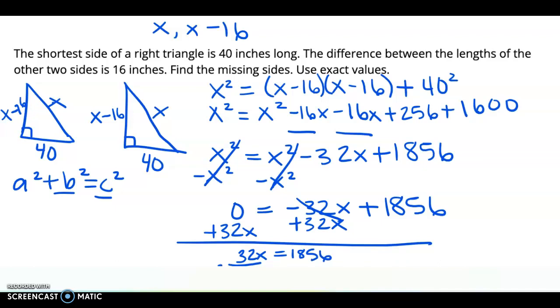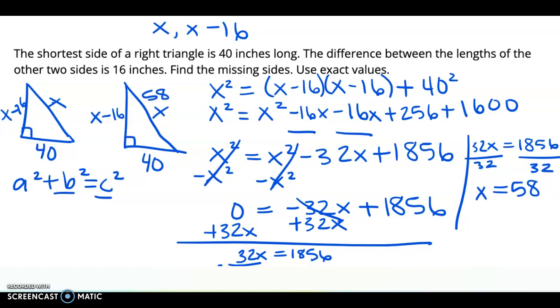I've got to divide. Oops, it won't let me write down there. We'll write this over here. So 32x equals 1856. I divide by 32 on each side, which gives me 58. So x equals 58. Now that is my x, which will be here, but we need to find our x minus 16. So we have 58 minus 16, and so we'll just get 42.